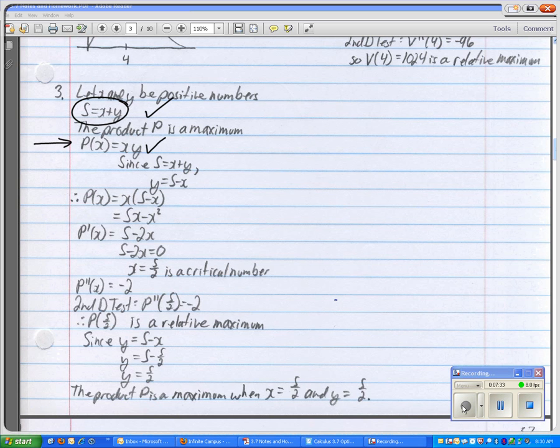Then what's this one for? It gives us a way to solve for Y so we can replace it. So we take S equals X plus Y, and I subtracted X from both sides, then flipped it so it looked like Y equals S minus X. So S minus X can replace Y. So P of X then is XY. P of X equals XY, but replace Y with S minus X.